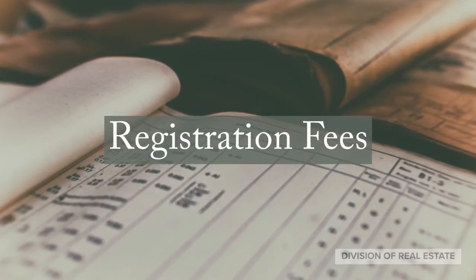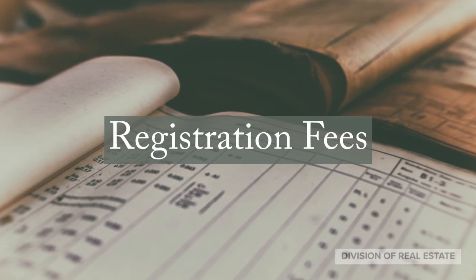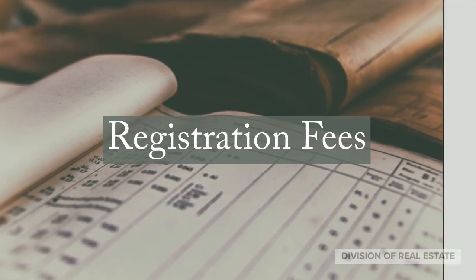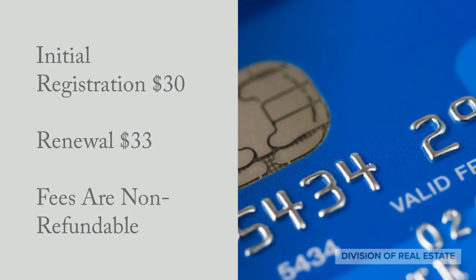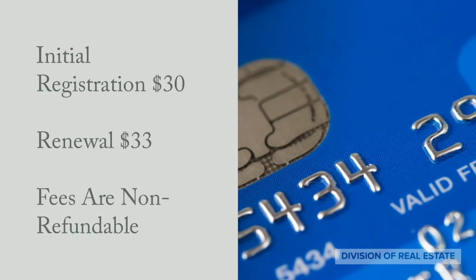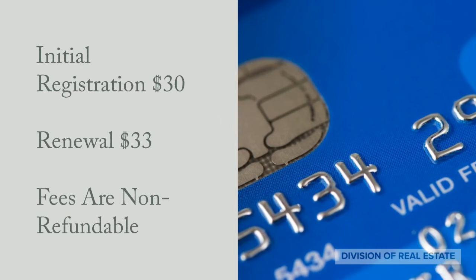HOA registration fees. There is a fee to register your HOA both initially and on an annual basis. The HOA initial registration fee is $30. This fee applies to any HOA registering for the first time. The HOA renewal fee is $33. This applies to any HOA that has previously been registered with the division. Please note that all fees are non-refundable.